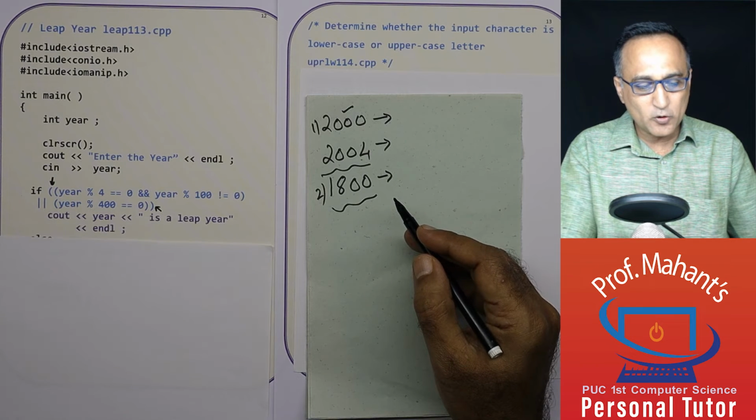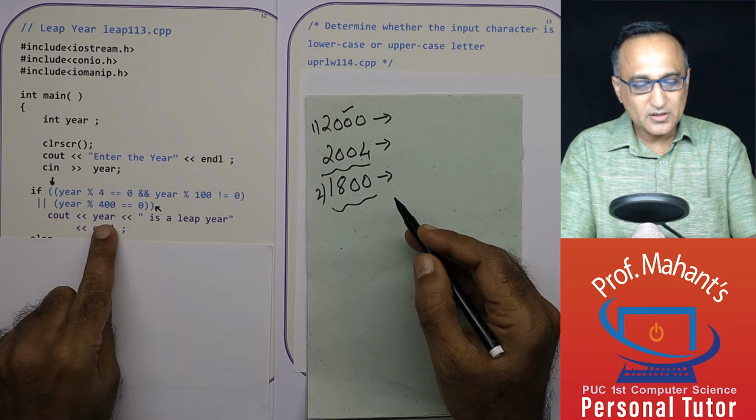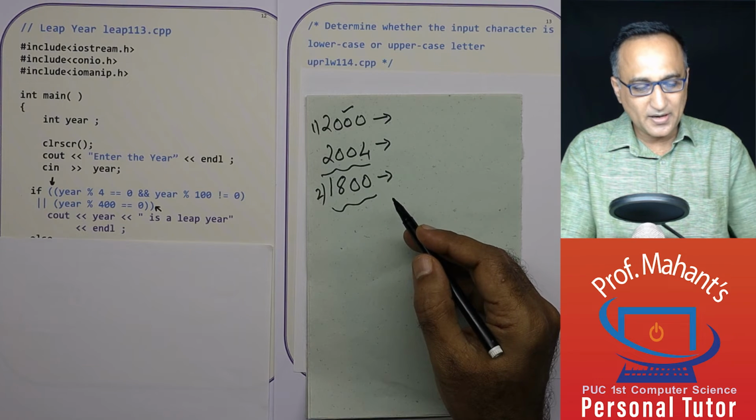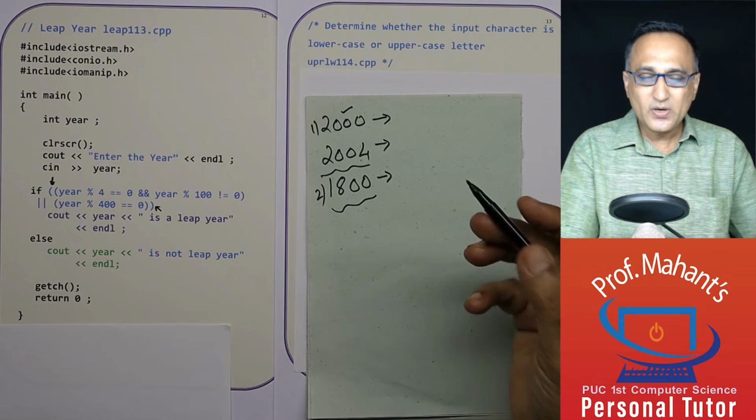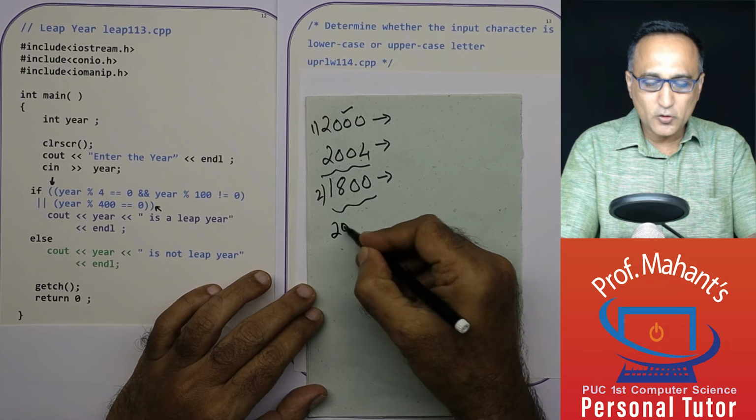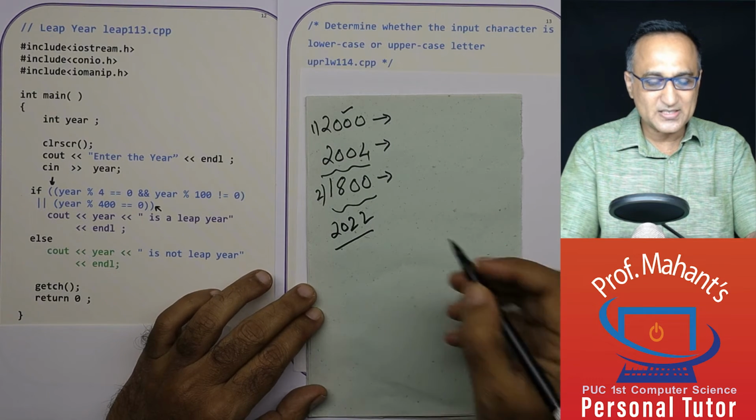I'll come here and I'm going to print 2004 is a leap year, and then I will stop. You can try it for different years like 2022 and try to understand.